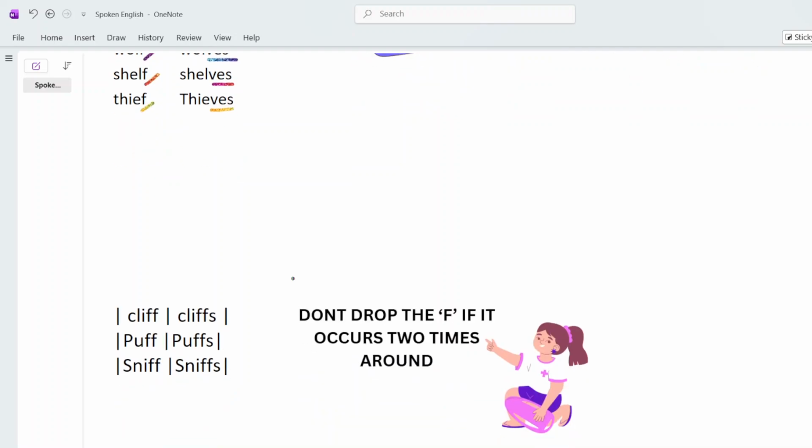However, there are certain pointers that we need to remember. When an F occurs two times, we shouldn't do anything. We just have to add an S to make them plural. Cliff, cliffs. Puff, puffs. Sniff, sniffs. Right? I hope I'm clear.